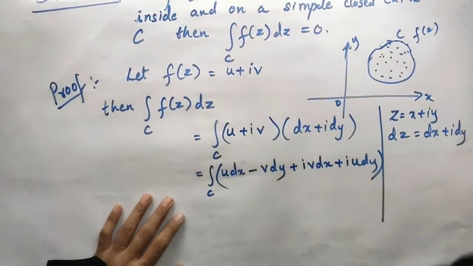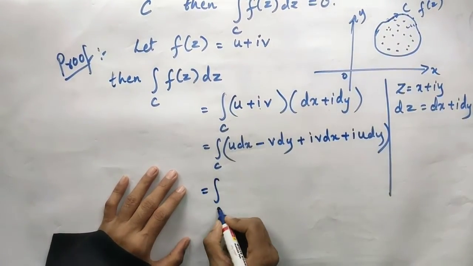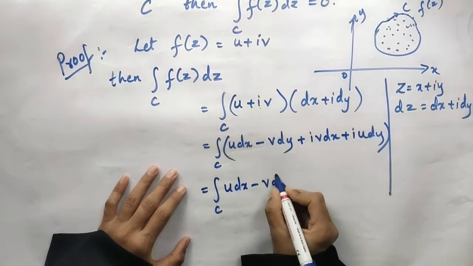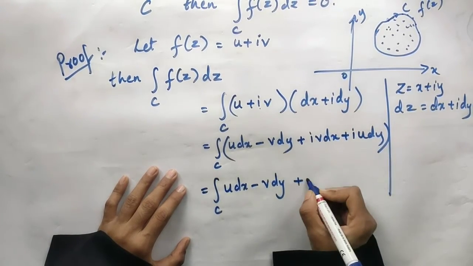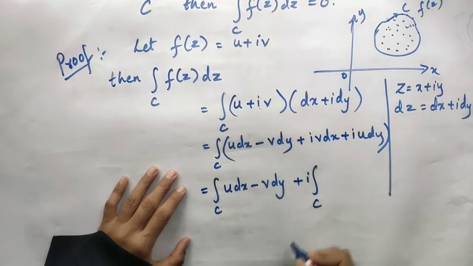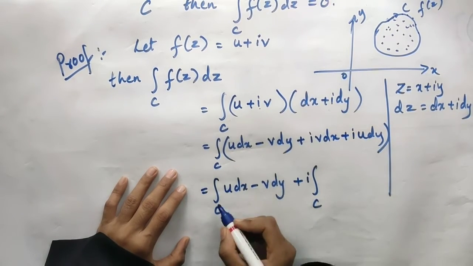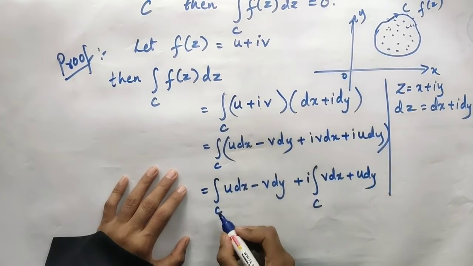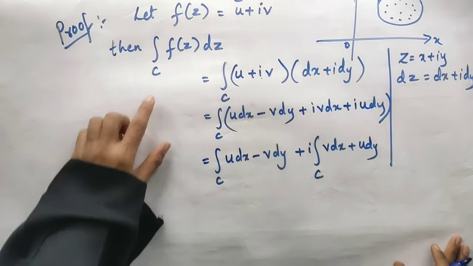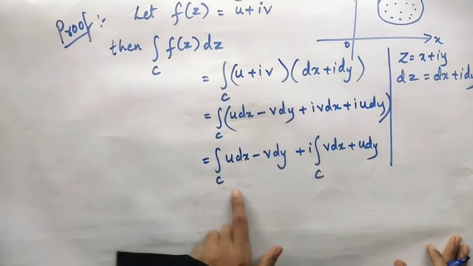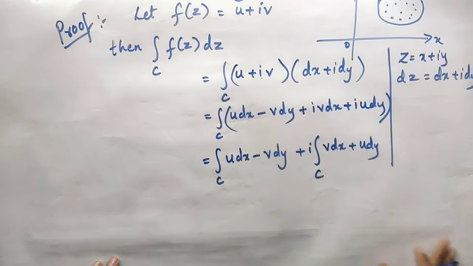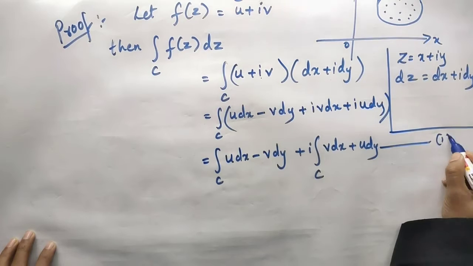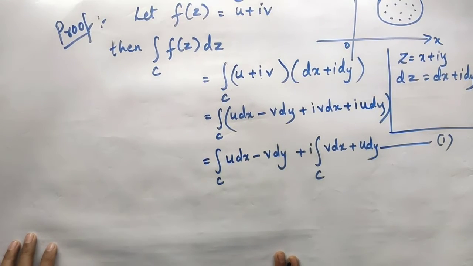Now I would like to separate the real and imaginary parts. It will be under the integral sign C, u dx minus v dy is the real part, plus I can take i common, integration over the curve C, I am separating it now, so you have v dx plus u dy. So the integration over the curve C, f of z dz reduces to this form. Call this equation 1.